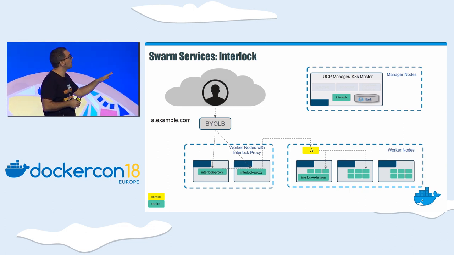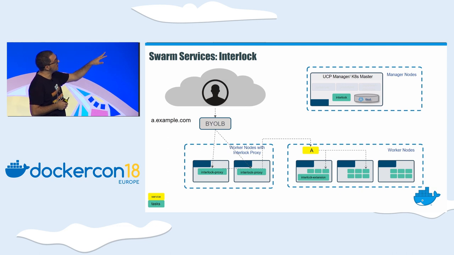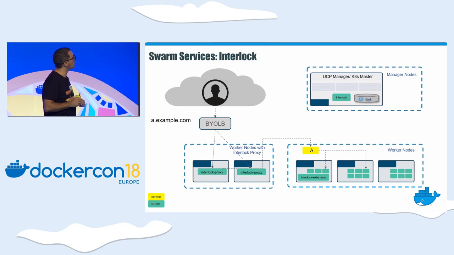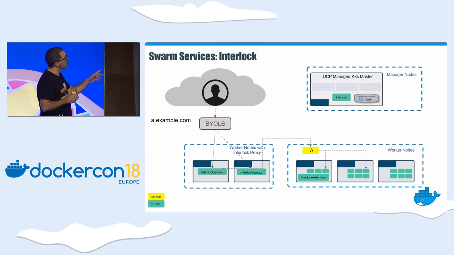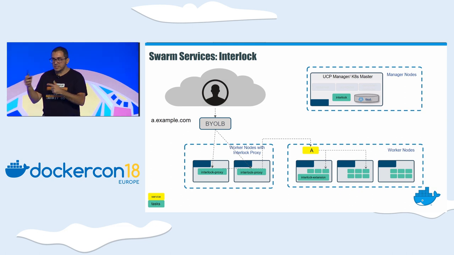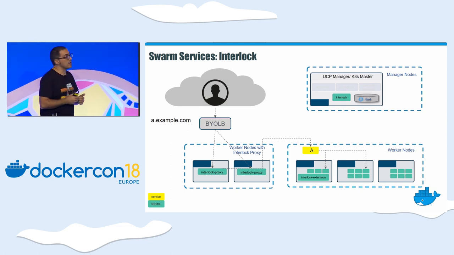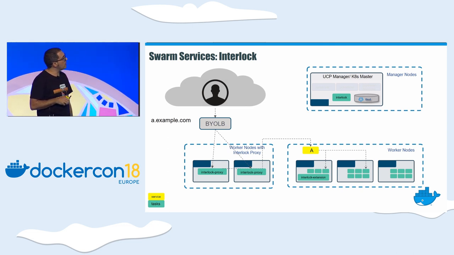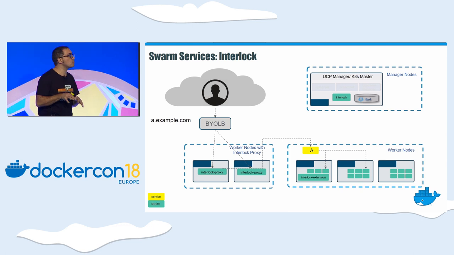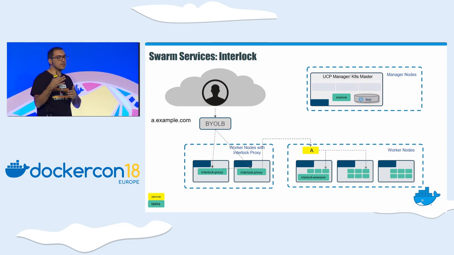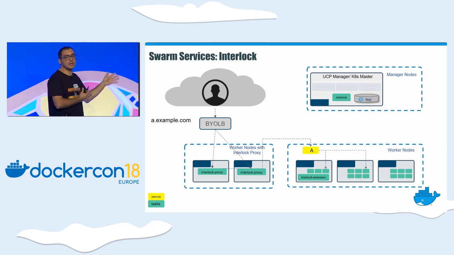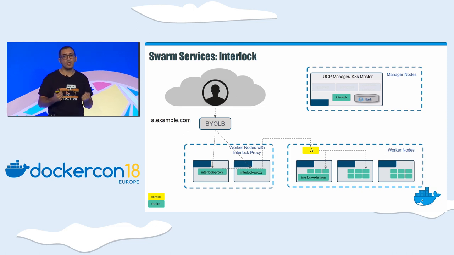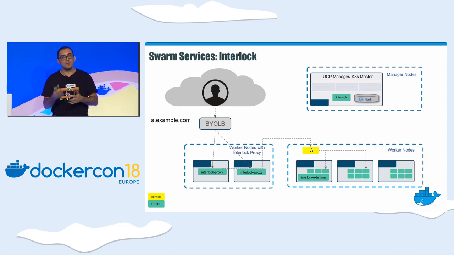In this case, we have three components. We have what is called interlock that runs on managers, on one manager, because it's just one replica. This is the process that will watch for the changes in the API server, in this case, for Swarm, of course. And there's another component called interlock extension. This component will do all the configuration needed to deploy the interlock proxy, which is the proxy itself, and it's the one who will route the traffic and do everything on the backends.